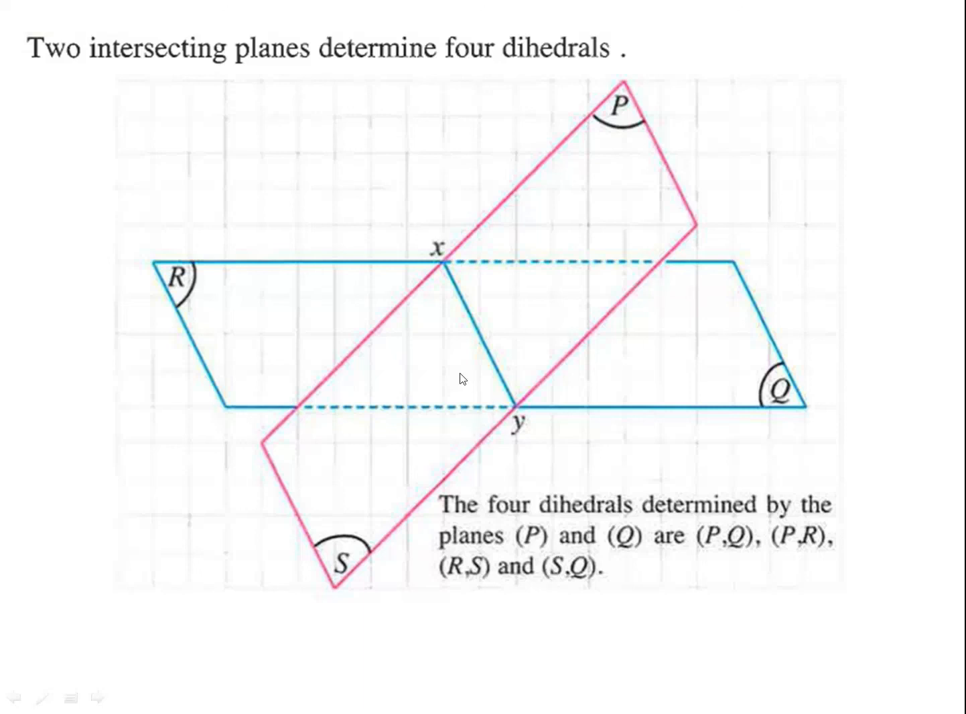If we have two planes intersecting, then four dihedrals are formed, which means four angles are formed: 1, 2, 3, and 4.